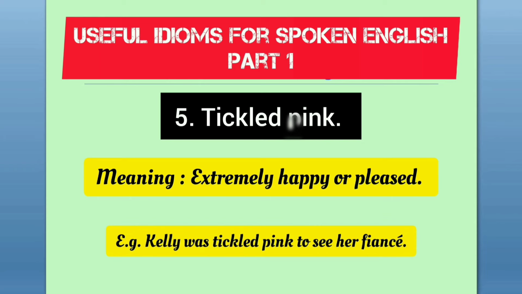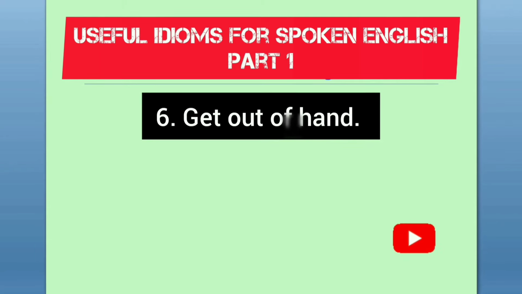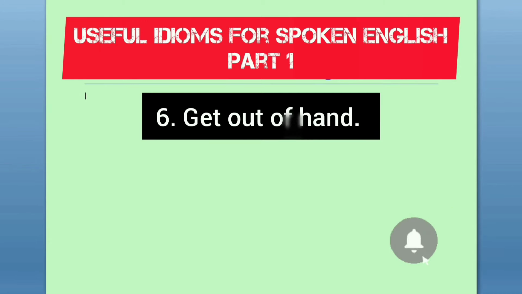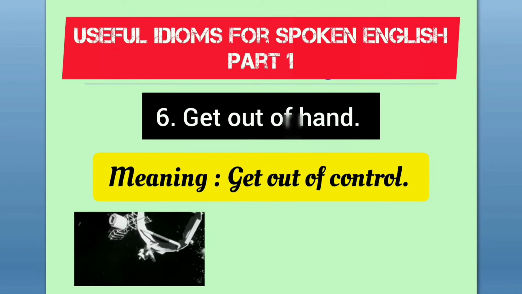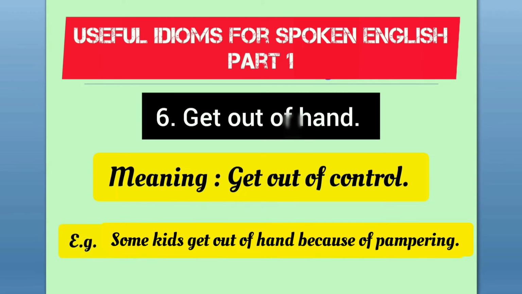So, let's turn our attention towards the sixth idiom for today, that is get out of hand. It is quite important to know this idiom because it is quite handy also. We can use that in your everyday conversation. So, get out of hand means get out of control. That means you are unable to control, it's out of control. Okay, so let's see how to use it. So let's see an example of how to use this particular idiom in our daily conversation, get out of hand.